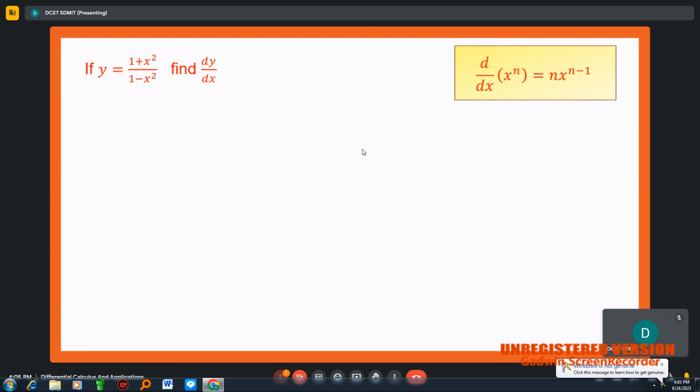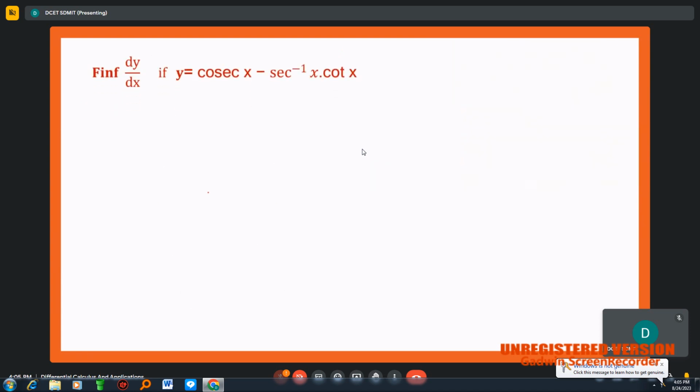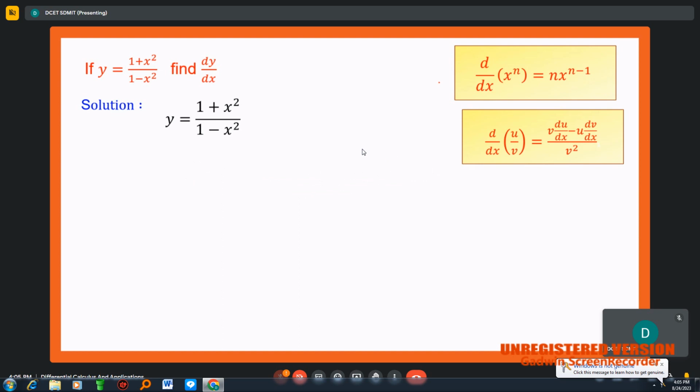Next. If y is equal to 1 plus x square divided by 1 minus x square, we have to find out dy by dx. Again, see here: 1 plus x square divided by 1 minus x square. Here what is this? It is a u by v term. That means we have to apply the quotient rule.